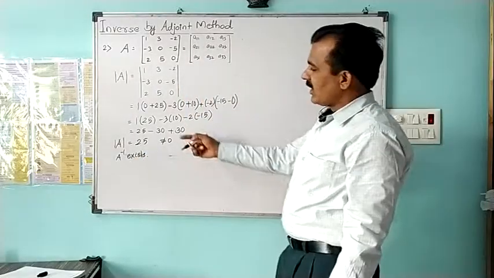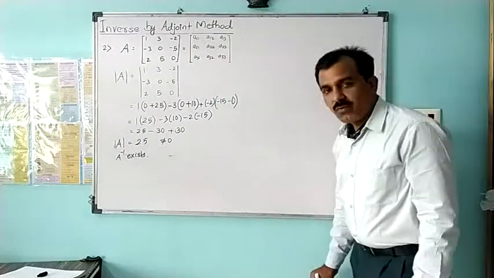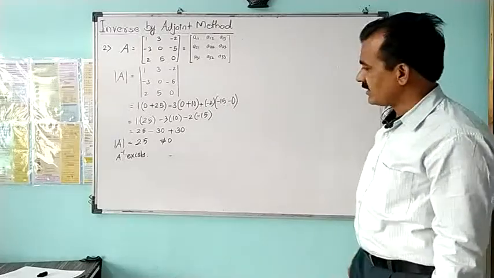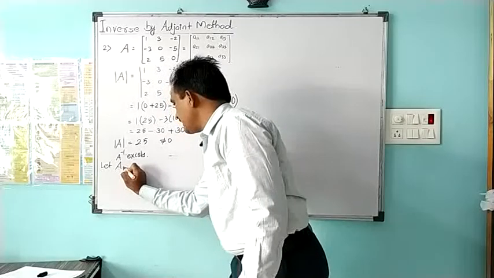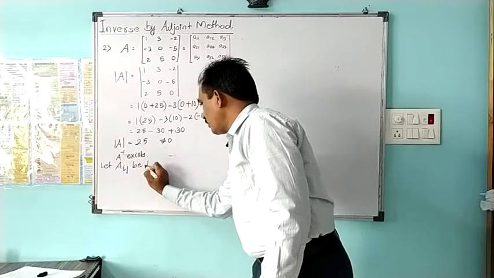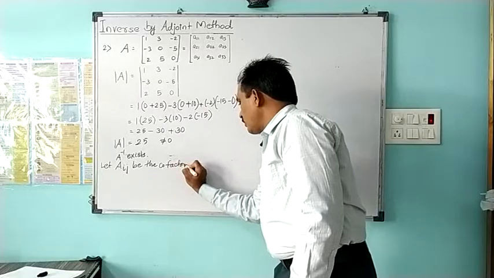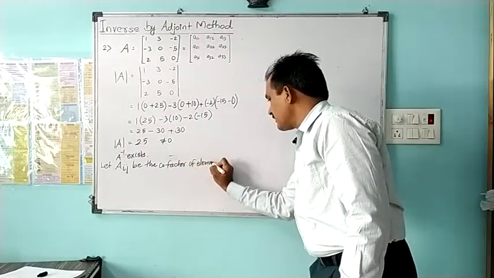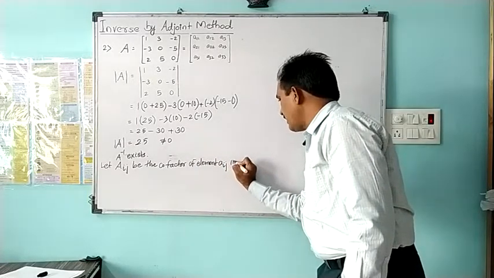Now next, after having the determinant, we have to find the cofactors, that is 9 cofactors, to get the value of the adjoint of a matrix. So let us call the symbol capital Aij the cofactor of the element small aij in matrix capital A.